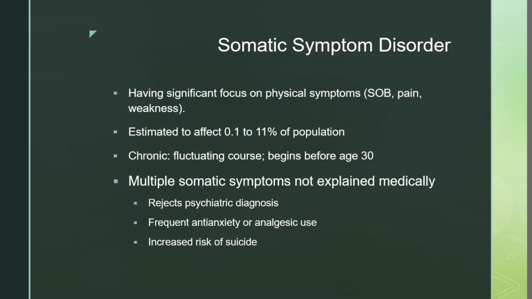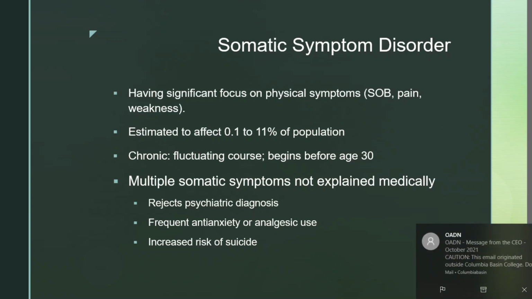So the first one here is a somatic symptom disorder. And this is where a patient has a significant focus on physical symptoms. So these are symptoms, not signs. So ones that we can't touch or measure objectively. And these are like shortness of breath, pain, weakness, just these non-objectifiable symptoms that the patient's having.